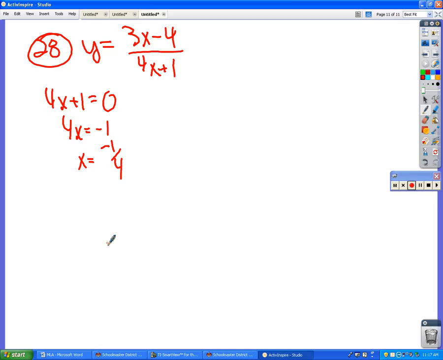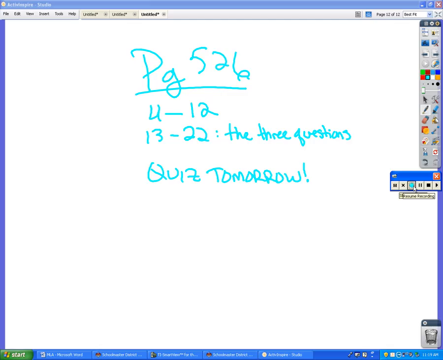Quiz tomorrow. So we'll rattle through these together real quick. Discontinuous, yes or no? Where? What kind? The 3 questions, like we did today. X equals, and it's like the discontinuity x equals. Circle it.